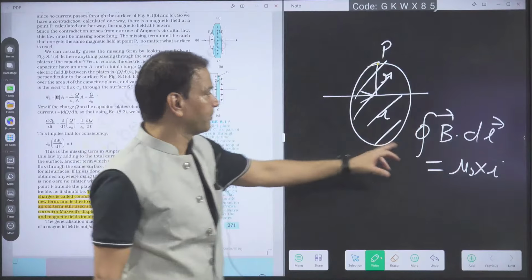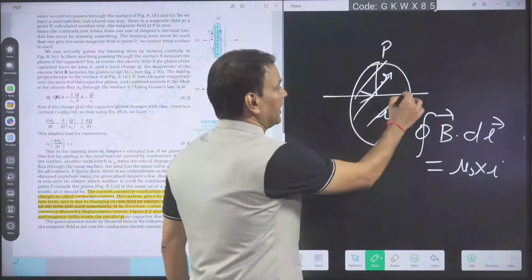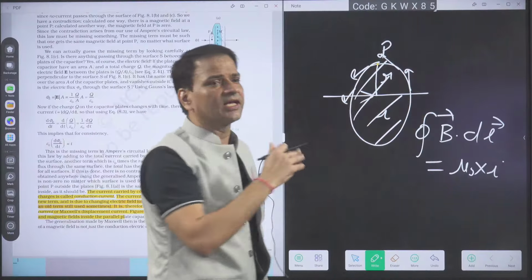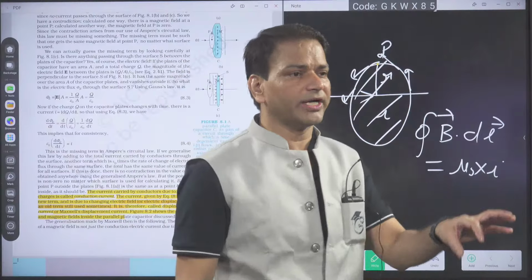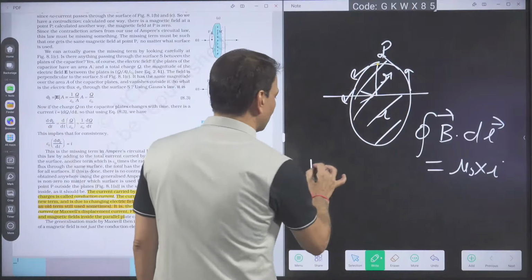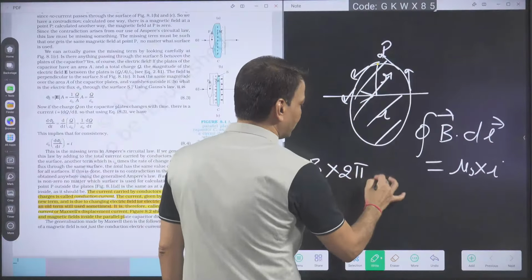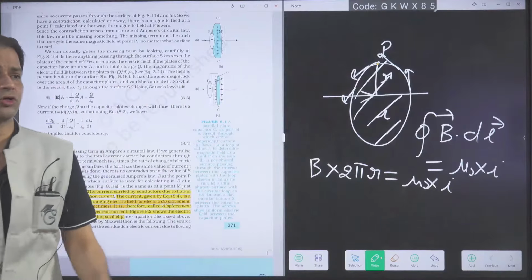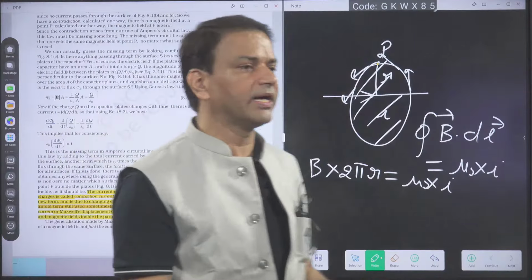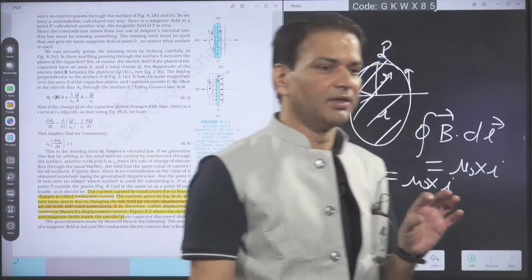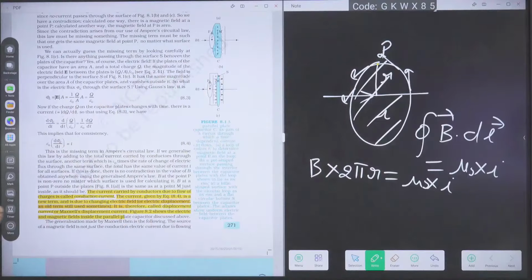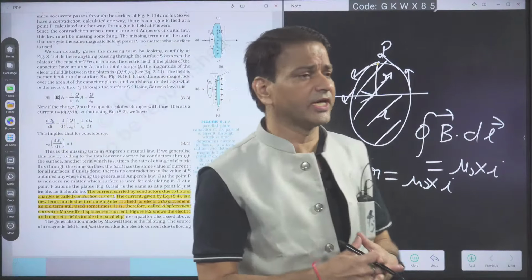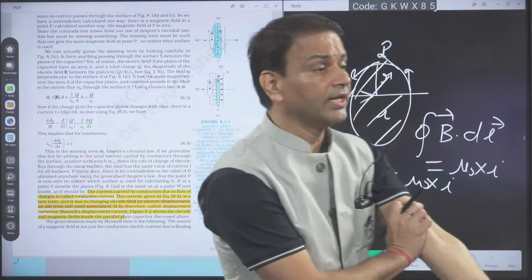Left hand side is what? B dot dl. Magnetic field lines are tangential to the loop, so the angle between B and dl we can take as 0. So B dot dl, what will we get? B into 2 pi r. B into 2 pi r is equal to mu naught into I. From that you will get B is equal to mu naught by 2 pi, I by r. That formula you mugged up. Yes or no? So in this way, due to the current, we can find the magnetic field at any point.